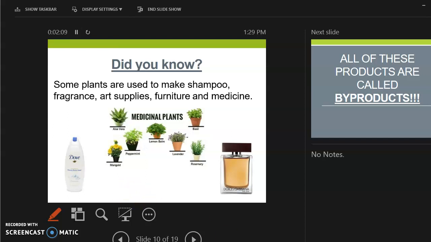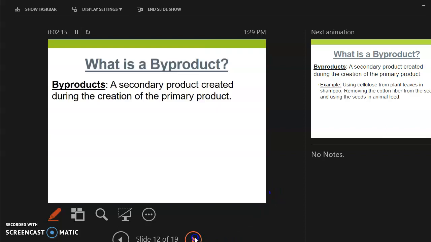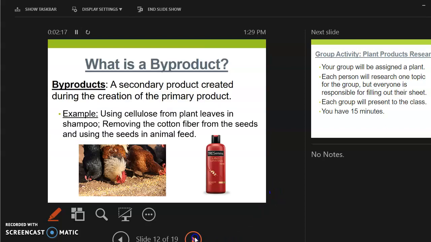So what do all those products mean? All of these products are called byproducts. So what is a byproduct? A byproduct is a secondary product created during the creation of the primary product. So that means it's not the first product that will be used from that plant source.